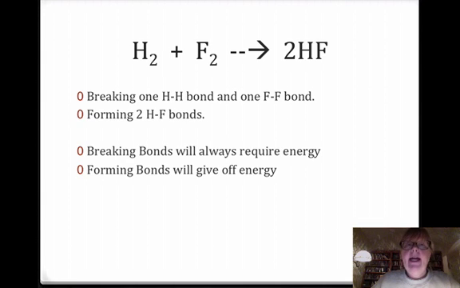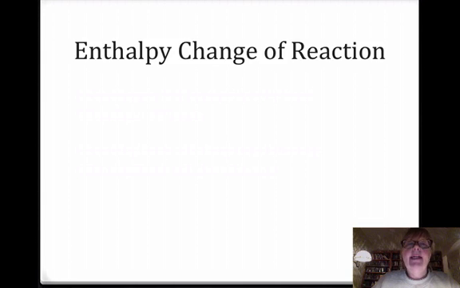So let's go ahead and look at the enthalpy change of a reaction. There is an equation for this, but it's not given to you on the AP formula sheet, and it's kind of the opposite of what we've been thinking about. So this is just something you need to know, but maybe we can make it make sense for you.